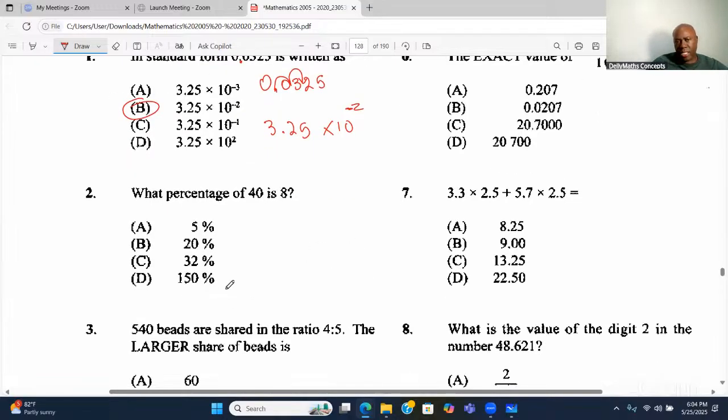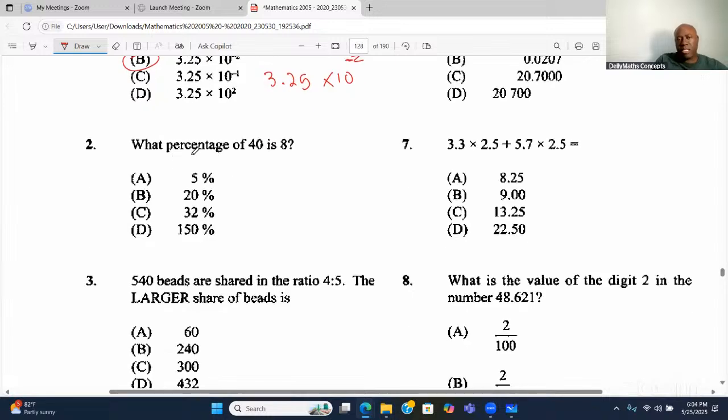So the second question is a well-repeated question. It says, what percentage of 40 is 8? All right, what percentage of 40 is 8? So the 8 goes on top, 40 at the bottom, and then you could turn this into a percentage. Okay, so 8 into itself 1, 8 into 40 is 5, 5 into itself 1, and 5 into 100 is 20. So your answer is 20%.